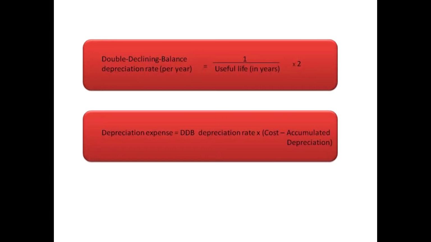Then we multiply the rate that we computed in the previous step by the period's beginning book value, that is cost minus accumulated depreciation, but in the first year we just use the purchase cost. We continue this way until book value equals residual value, and after that we stop.